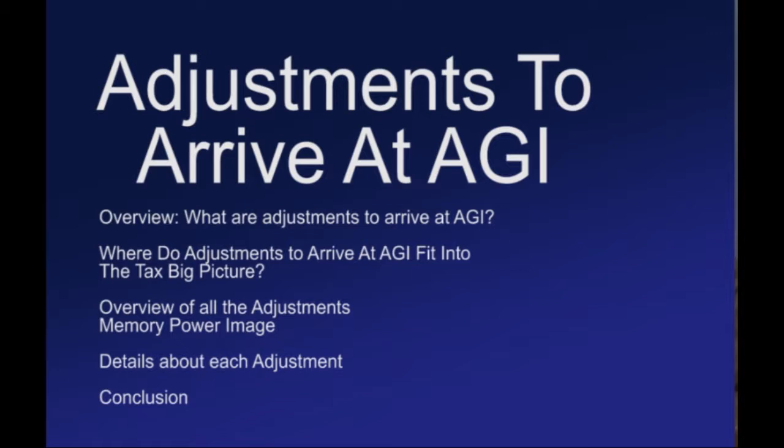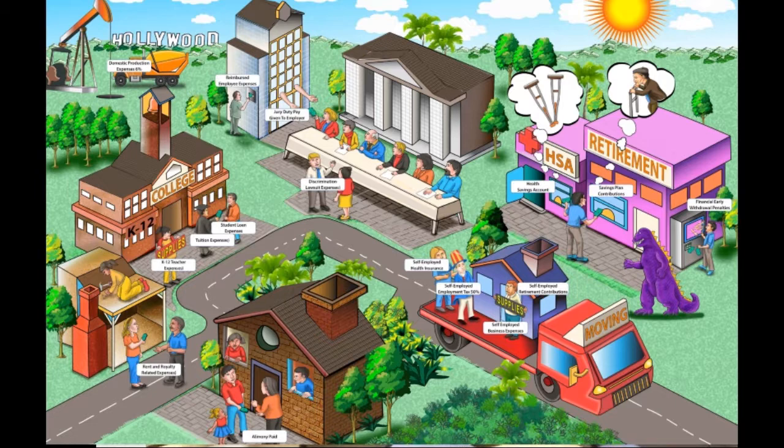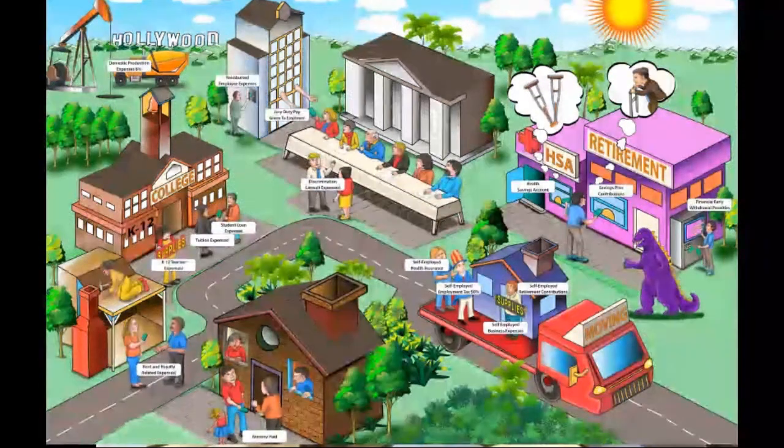Okay, now we've covered the big picture of adjustments to arrive at AGI. Let's look at an overview of all the adjustments. As I mentioned, we have a great memory power image to help you with these adjustments. We worked very hard on this. We've got every single adjustment in one picture, just one easy to remember scene.